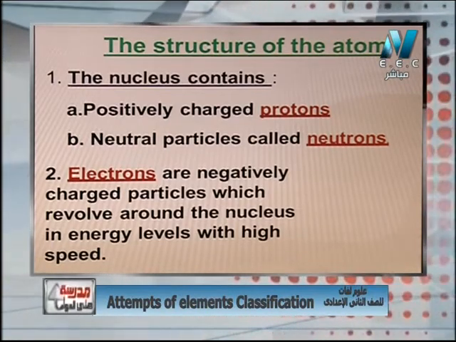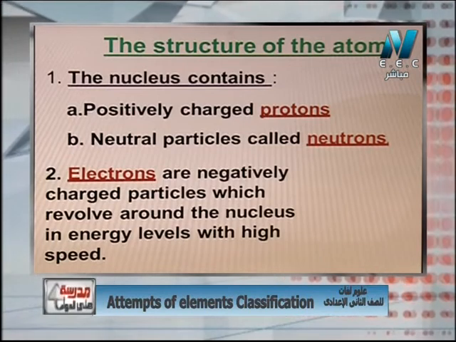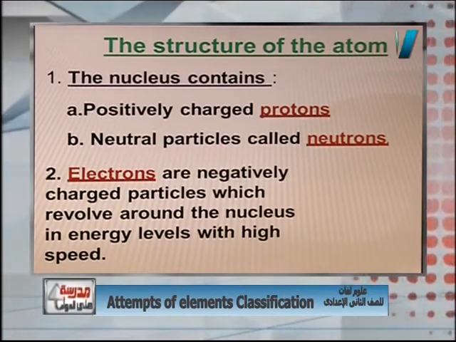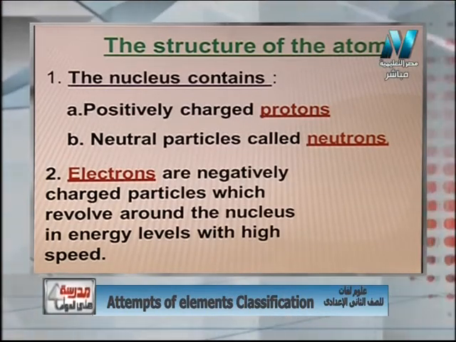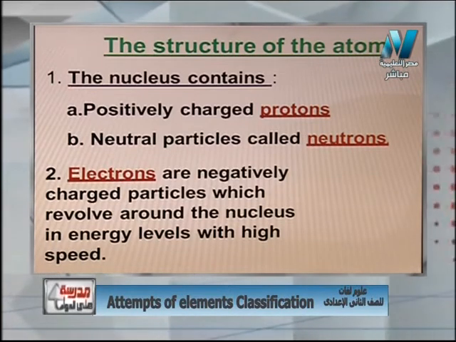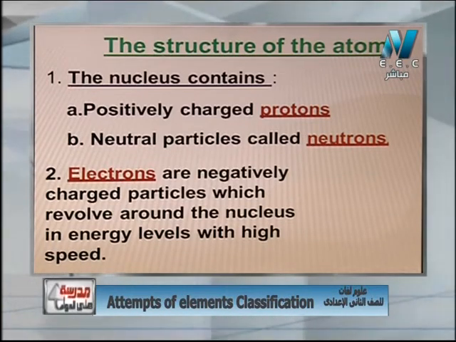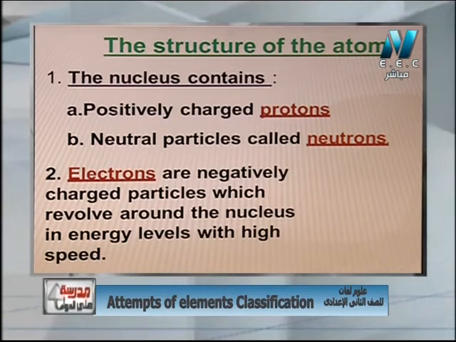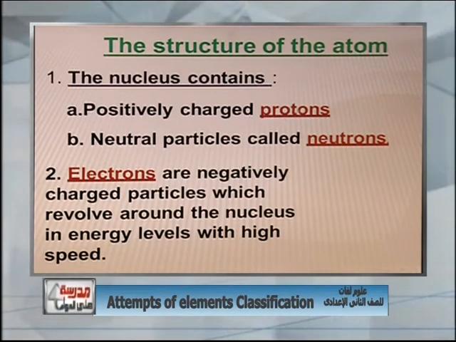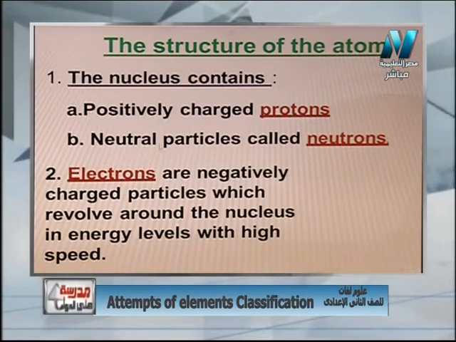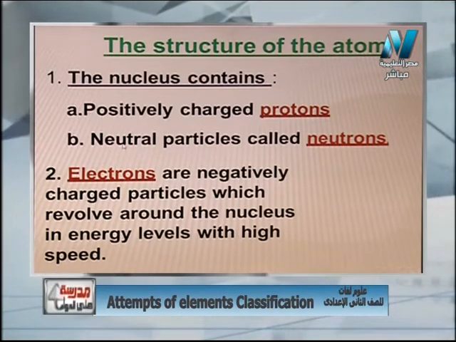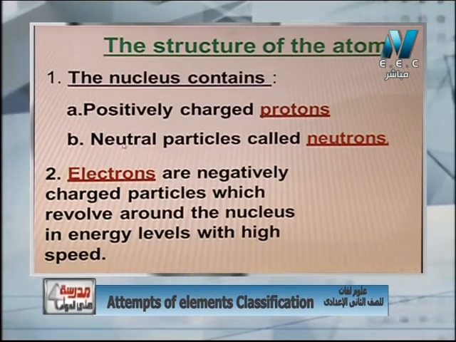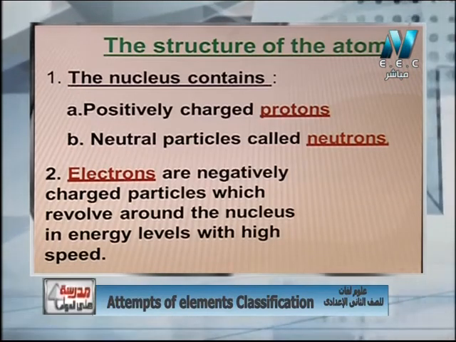Okay, so let's sum up the atom together. The atom, the smallest building unit of the substance, consists of nucleus and electrons. The nucleus has a positively charged particle called protons, and neutral particles. What's meant by neutral? It has no charge. It's not positive and it's not negative, called neutrons.